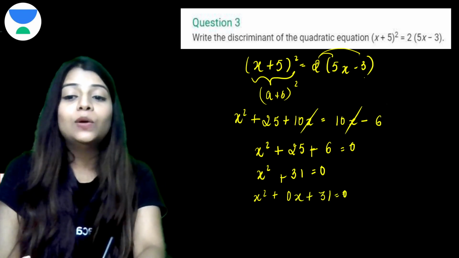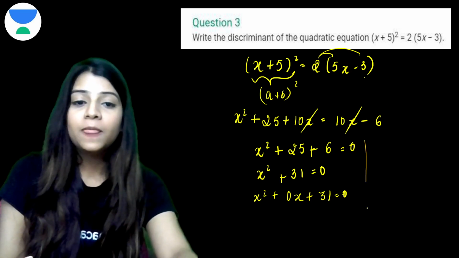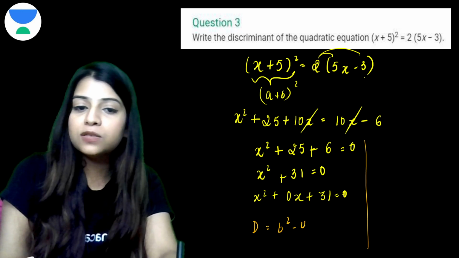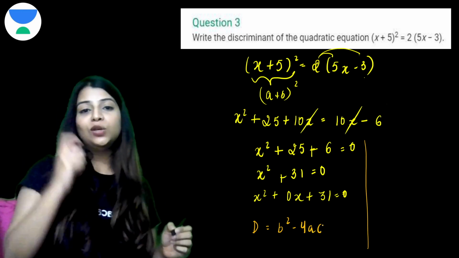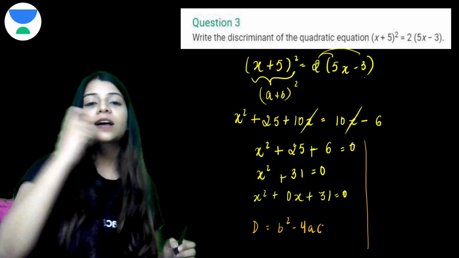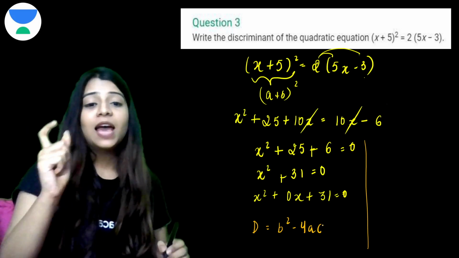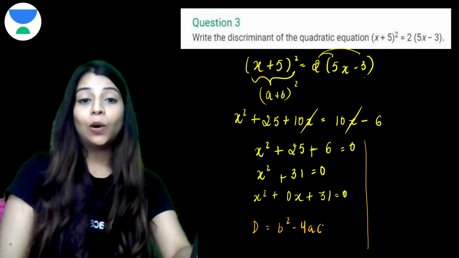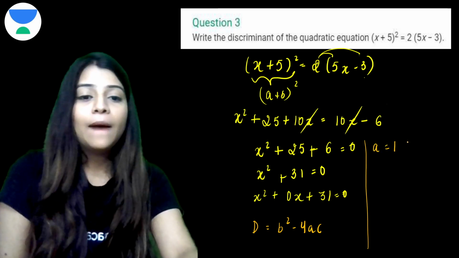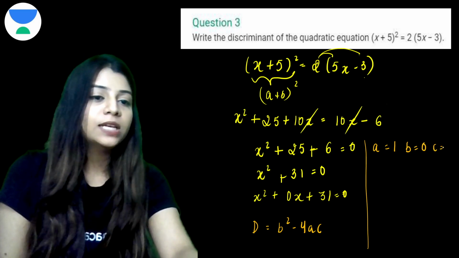Now I have to calculate the discriminant for this given equation. So for the discriminant, I know the formula is D = b² − 4ac, where b is the coefficient of x, c is the constant term, and a is the coefficient of x². So here a is 1, b is 0, and c is 31.